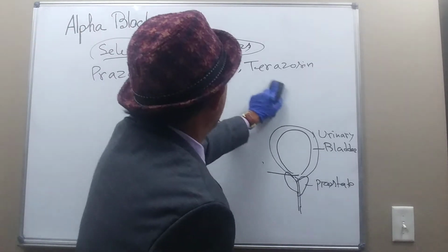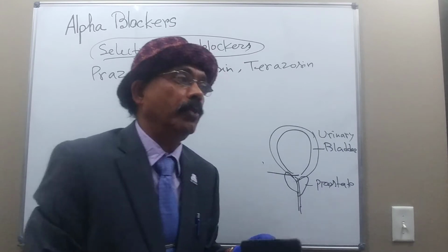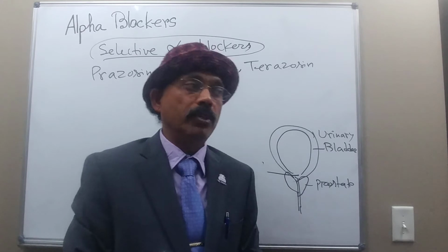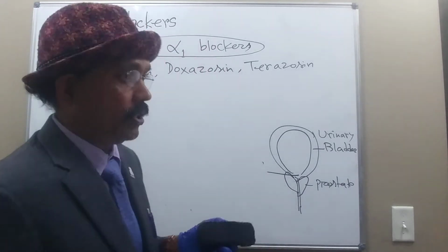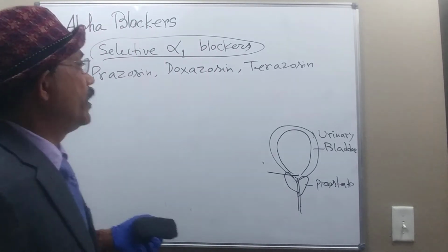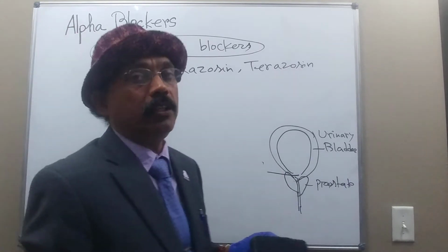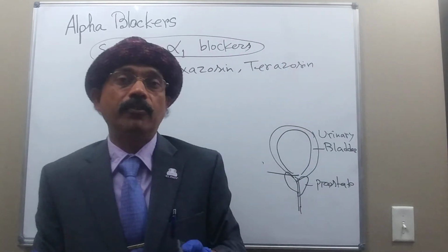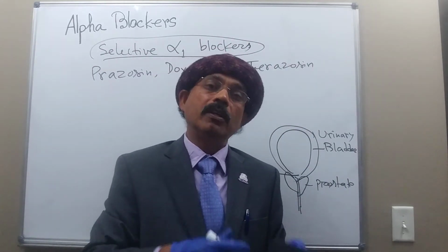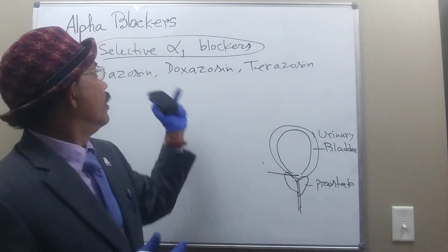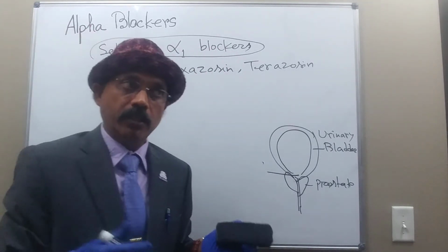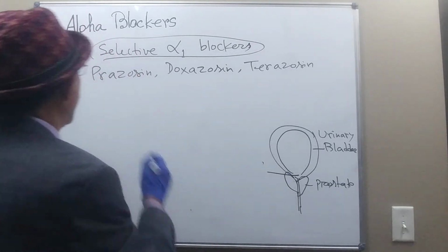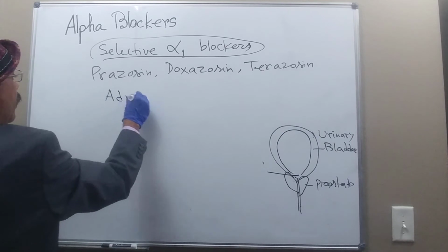All of them are antihypertensive except the tamsulosin, that is also very useful in the management of benign hyperplasia of prostate. For benign hyperplasia of prostate we have another drug called finasteride. That is a dihydrotestosterone antagonist, but it is found that the alpha-1 blocker is a better drug for the benign hyperplasia of the prostate.